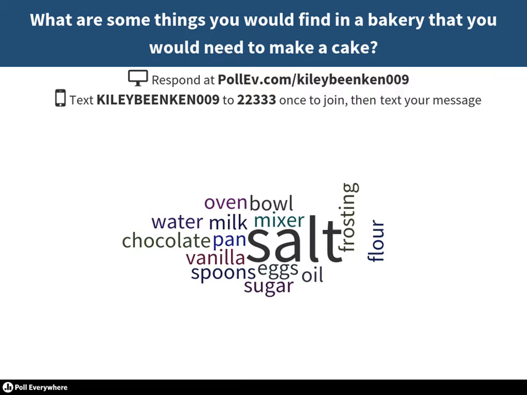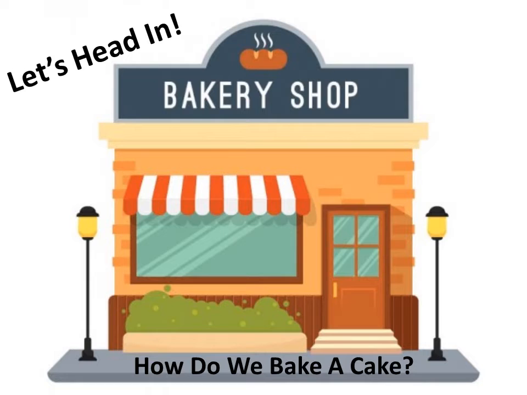The poll asks the students, what are some things you would find in a bakery that you would need to make a cake? With this, I would want the students to use their personal device to text in different things like oven, bowl, mixer, salt, vanilla, eggs, different ingredients and objects that are used to bake a cake, just different things that they would find in the bakery, because I want to start them thinking about it and get their minds engaged.